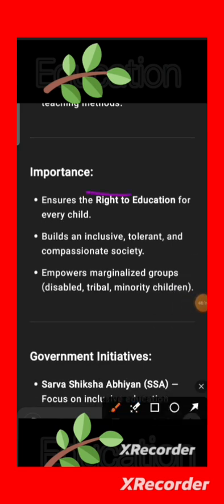Importance. Why is inclusive education important? It reduces discrimination and promotes social cohesion, builds self-confidence in children with special needs, ensures the right to education for every child, and builds an inclusive, tolerant and compassionate society. It empowers marginalized groups, disabled, tribal, minority children, prepares all students to work and live together in a diverse society, and helps children without disabilities develop empathy, leadership and collaboration skills.